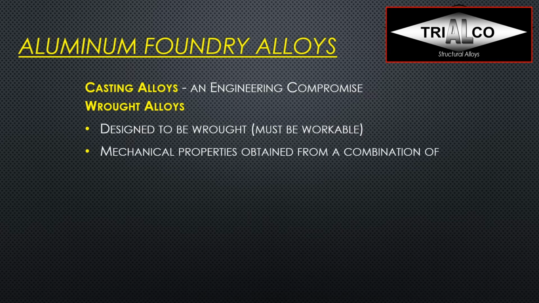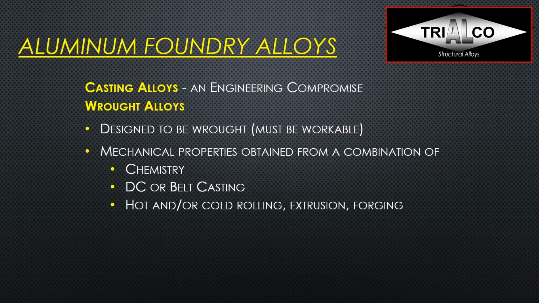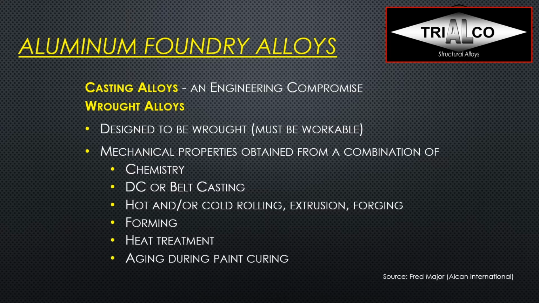The mechanical properties are really obtained from a combination of the chemistry of the alloy, including impurities, the DC casting or belt casting process, the hot and/or cold rolling, extrusion or forging process, so the working of the metal, the final forming, which can be, for example, stamping or high-speed blow forming, superplastic forming, things like that. And then the heat treatment and aging during the paint curing or paint baking process in a car body, for example.